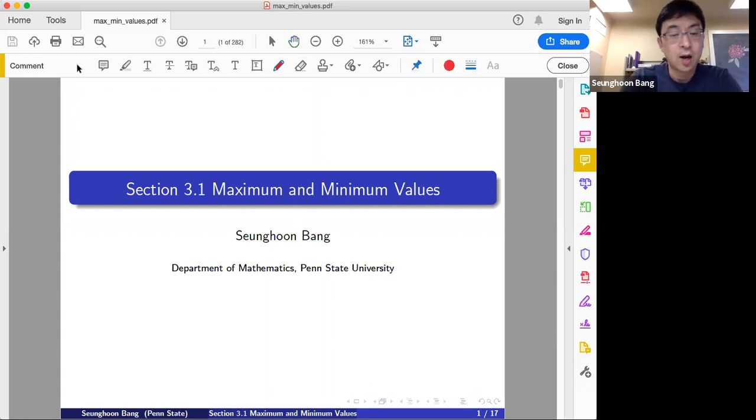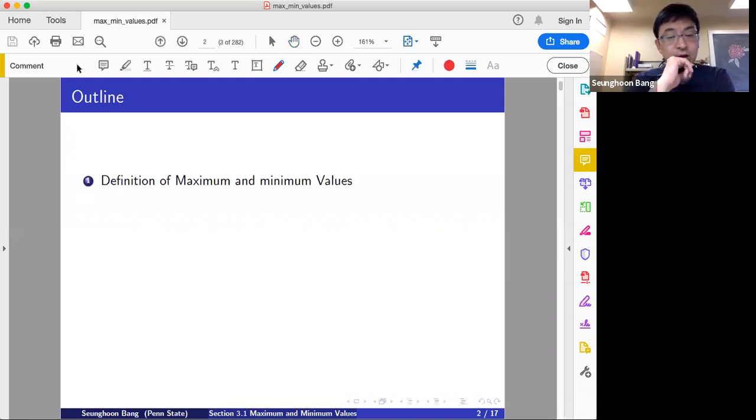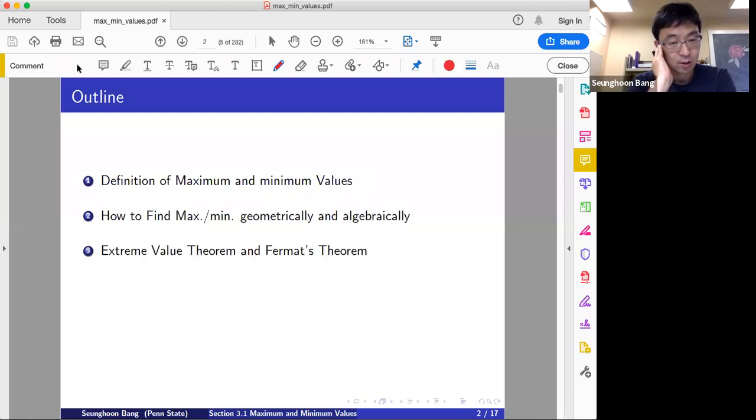Okay, today I want to talk about section 3.1, the maximum and minimum values. So this is the outline. First, I want to talk about the definition of maximum and minimum values. Second, I want to explain how we can find maximum and minimum values geometrically and algebraically. Third, I want to explain the extreme value theorem and the Fermat theorem.